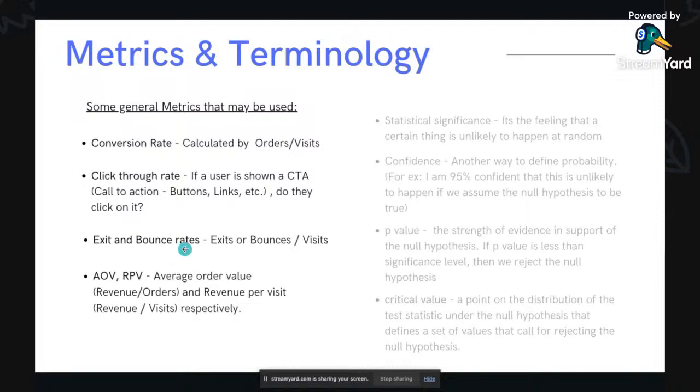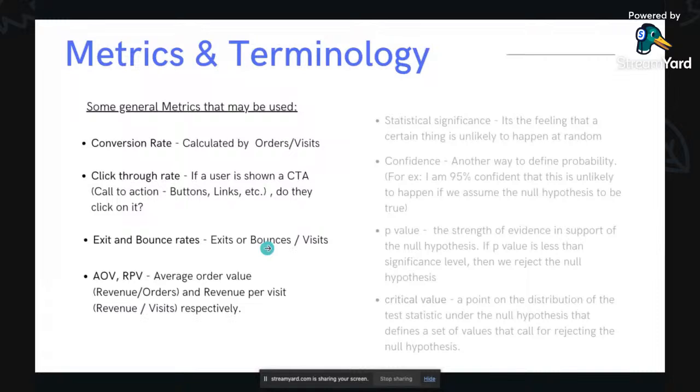Exits and bounce rates. Bounce rate, as I explained earlier, is when the user visits a site, doesn't engage with many CTAs or features on the site, and then just exits. Bounce rate is a subset of exit rate, and exit rate encompasses a wide range of exits. It could be that the user engaged and then left. So that's exit rate. These are calculated from exits and bounces.